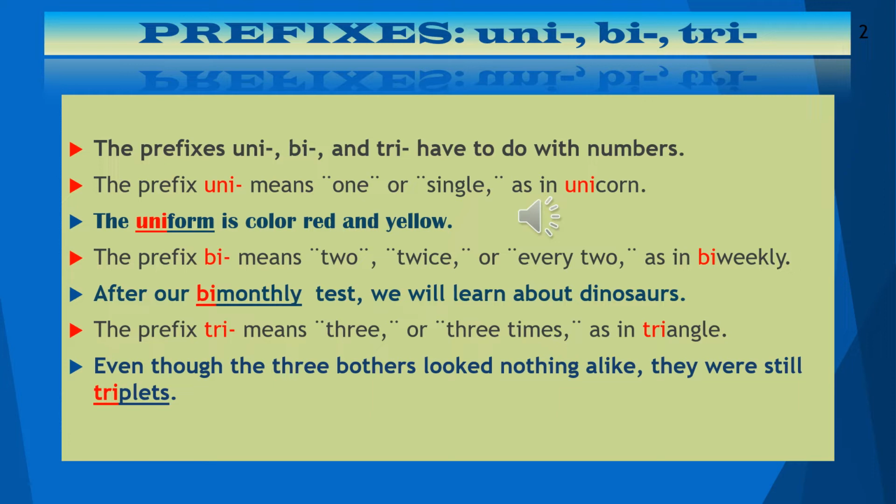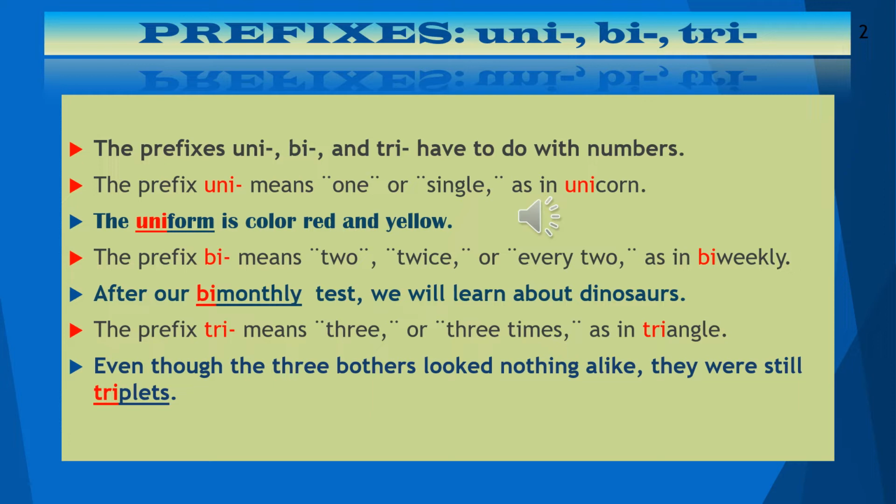The next prefix is tri. Tri means three or three times, as in triangle. We add the prefix tri to the word angle, and the word is going to be triangle. Even though the three brothers look nothing alike, they were still triplets.